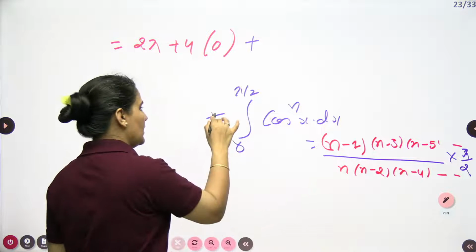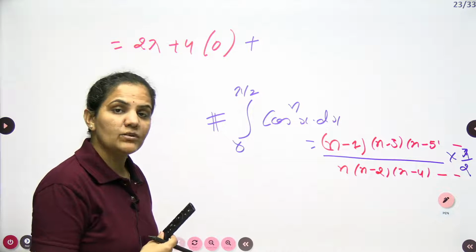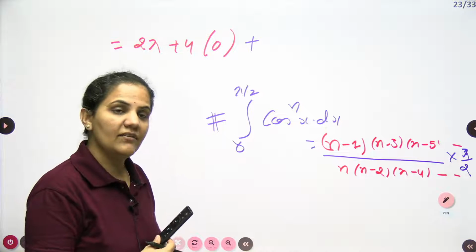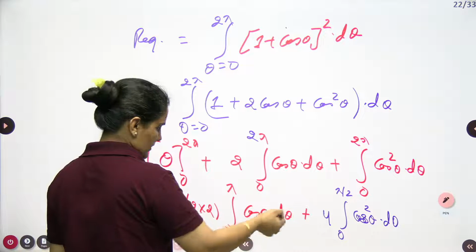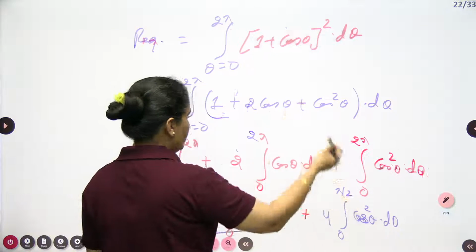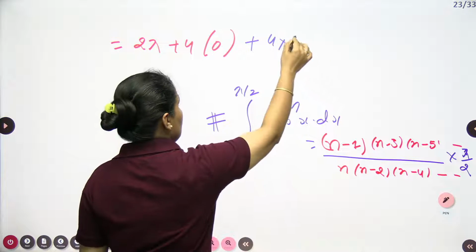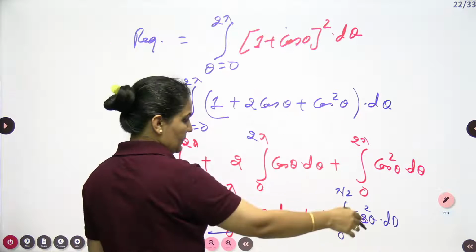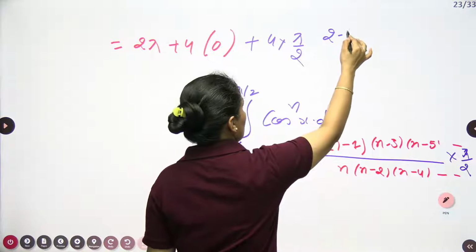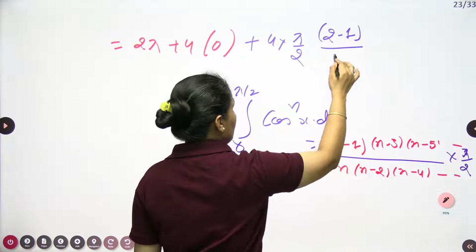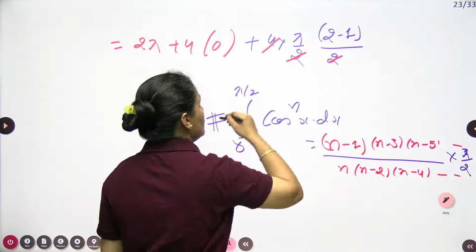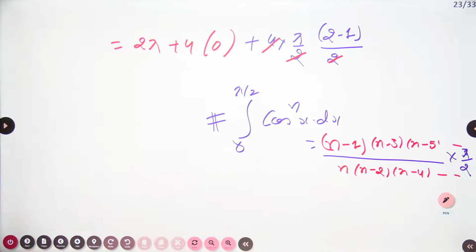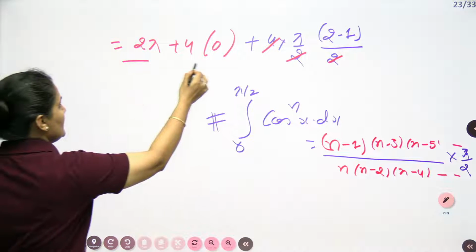So this is the formula for cos to the power n or sin to the power n when we are having integration 0 to pi by 2. So here I can break, this will become 0, and if I go with this one, this will be 4 into pi by 2, and n is 2 only, so this is 2 minus 1 divided by 2. Okay, so you can solve this, 2 and 2, 4 will be gone. Here we are having pi only. So this is 2 pi plus 0 plus pi.